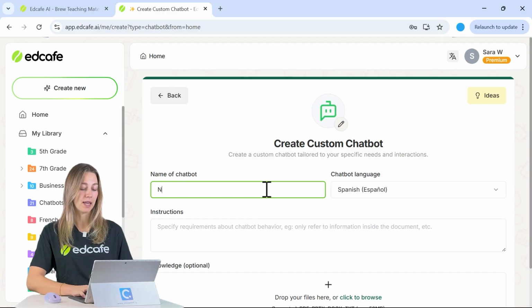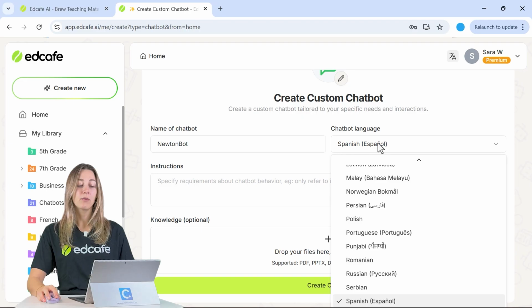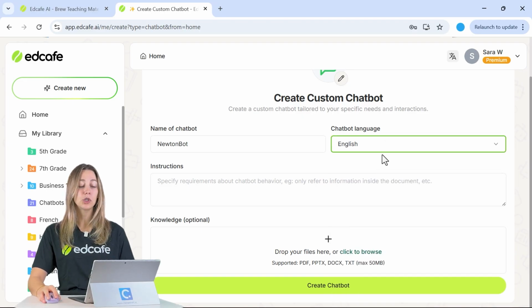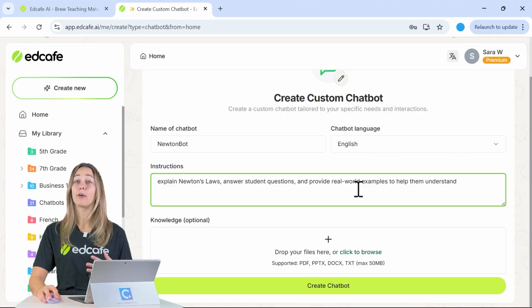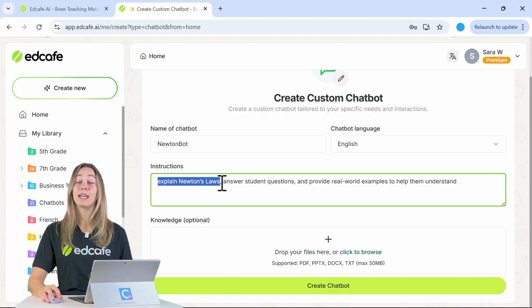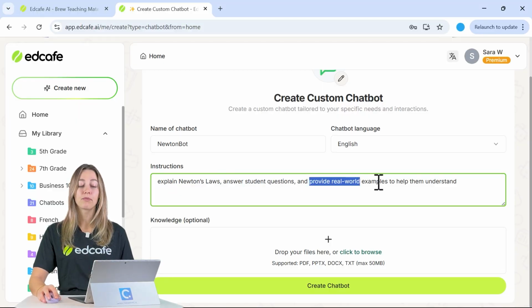So first we can type in our chatbot name. So I'm going to do a Newton bot here. Then we can also update our language if needed and add in any additional instructions. So these instructions are how you want your chatbot to interact with students. So here we want to make sure the chatbot is explaining Newton's laws, answering any student questions, and providing real-world examples to help them understand.